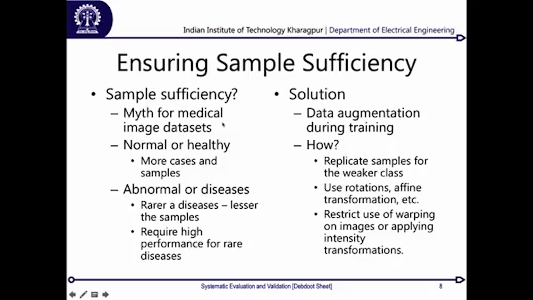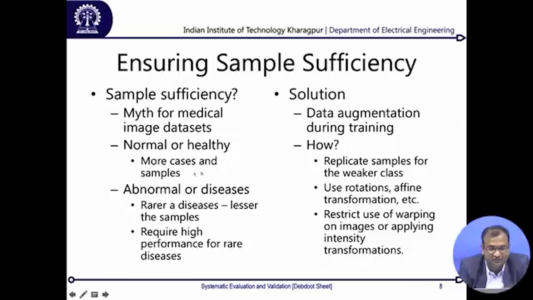But the problem is that it's not so easy. It's much easier said than done, because sample sufficiency for medical images is actually a myth. It's a serious myth. You will have more cases and samples for normal or healthy, or all the benign cases, and for abnormal diseases, the rarer a disease is, the fewer samples you will get. And the problem is that you will always need this performance margin to be highest for the rare disease.